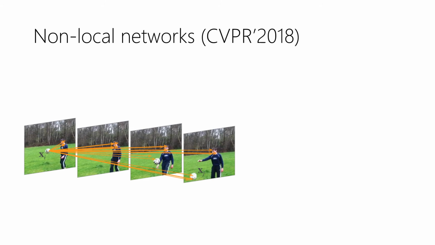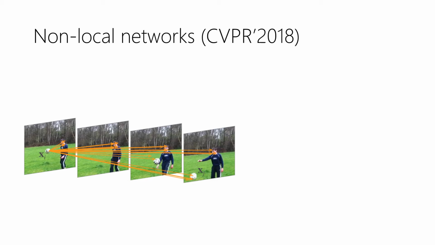A pioneer work is the non-local networks proposed at CVPR 2018. It applies self-attention modules to encode dependency between distant pixels in complement to the local convolution layers. Please see this illustration. A football pixel and the human body pixels are distant from each other. Their dependency is hard to be captured by convolution networks. Nevertheless, it can be conveniently modeled by a single self-attention module.